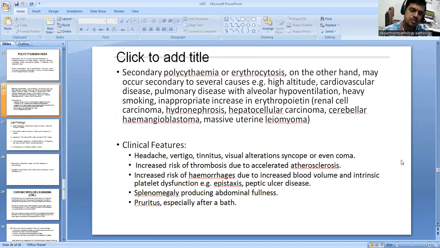Secondary polycythemia or erythrocytosis, on the other hand, may occur secondary to several causes, for example, high altitude, cardiovascular diseases, pulmonary disease and alveolar hypoventilation, heavy smoking, and erythropoietin-secreting tumors like renal cell carcinoma, hydronephrosis, hepatocellular carcinoma, or cerebellar hemangioblastoma. Clinical features are headache, vertigo, tinnitus, visual alterations, syncope, and even coma.